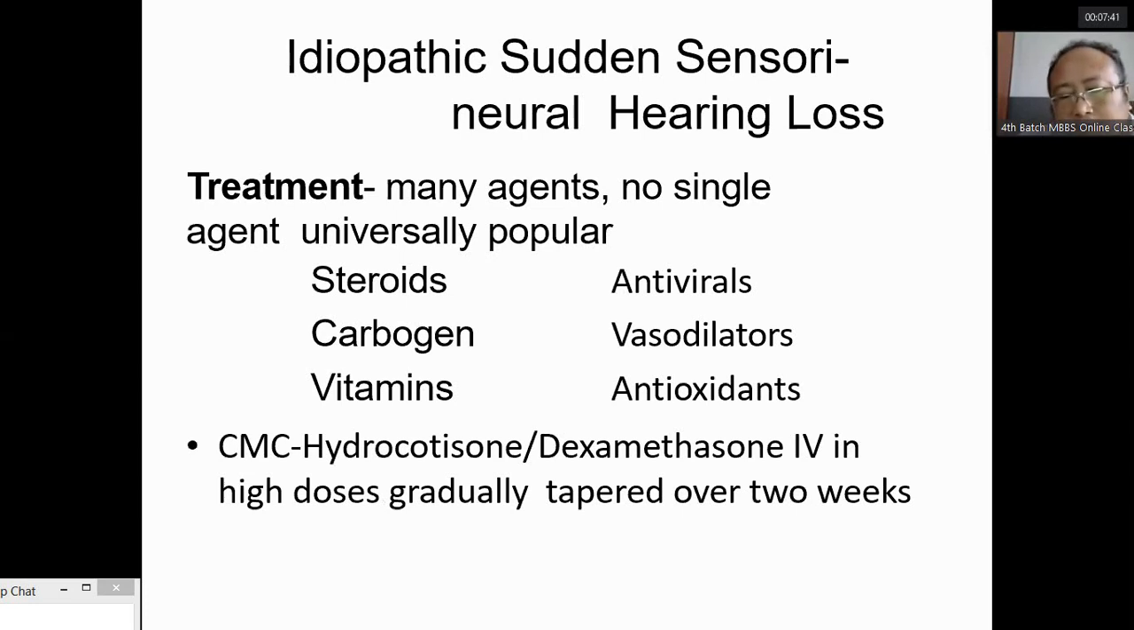But in our institute, our guidelines are directed to intravenous or oral steroids, including hydrocortisone or dexamethasone, and gradually tapering over 2 weeks or more than 2 weeks, according to the patient's conditions. But in case the patient has comorbid conditions, we might have to adjust according to the patient's conditions. But we prefer steroids.